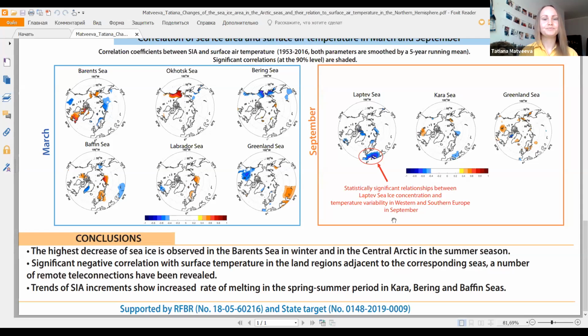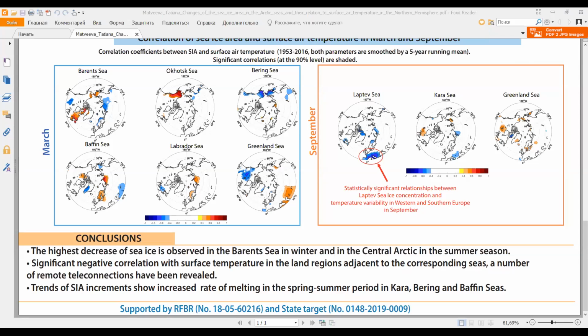Also, we described some interesting changes in the Arctic seas and trends of the Arctic seas. I think that's all I wanted to say. If you want to learn more, please contact me and explore my poster. Thank you very much.